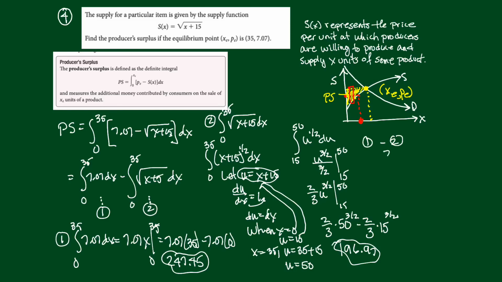So this becomes 247.45 minus that 196.97. I'm getting 50.48 when I round it off here. So I'm going to say that the producer's surplus is $50.48.